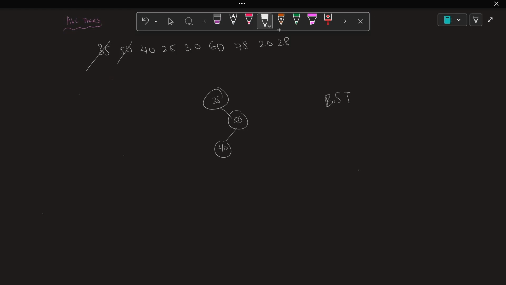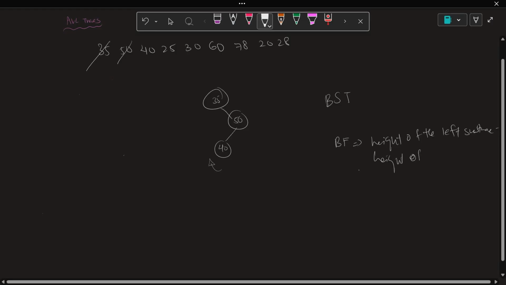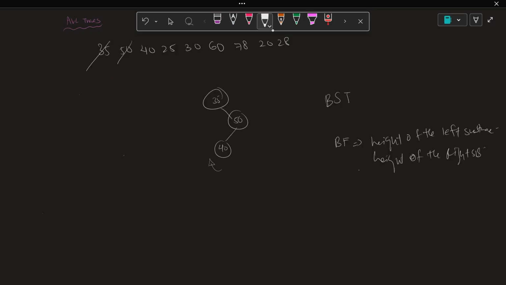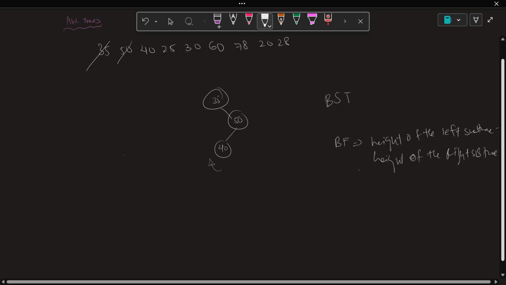Now for the AVL tree, you basically have to check the balance factor at each node. As soon as you add the node, you have to check the balance factor, and always remember you check it from bottom to top, not from top to bottom. This is something you have to know. And what is a balance factor? A balance factor is basically the height of the left subtree minus the height of the right subtree. I'm just going to show you using an example, so it's going to make more sense.